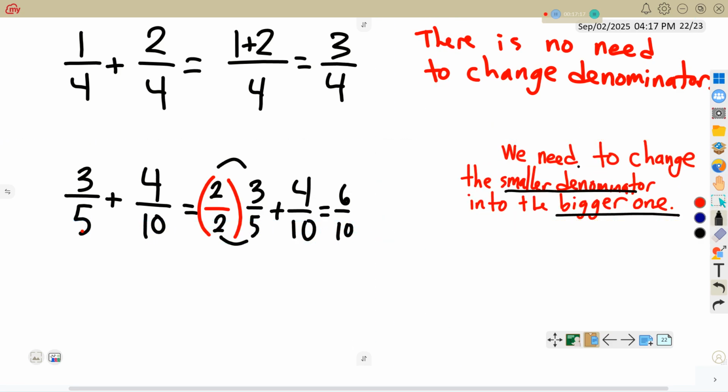And then now we have to add 4/10. But because they are both with the same denominator, we could add the top. And that gives me 10/10, which we know is the same thing as 1.